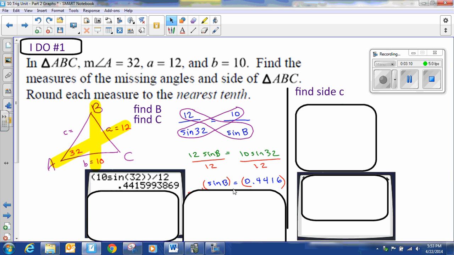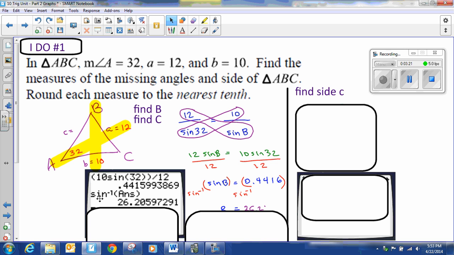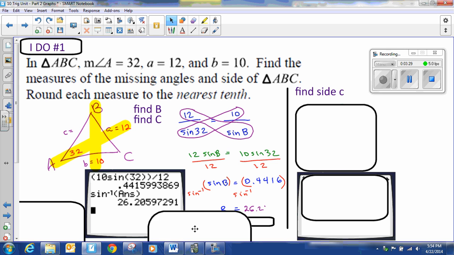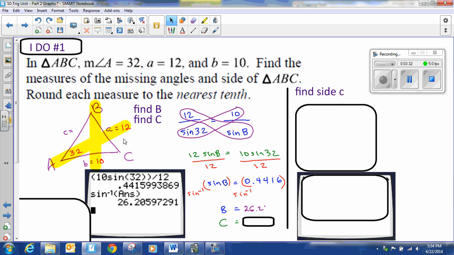Now the last step, since we want to find out what angle B is, we must do the inverse sine of both sides. Okay, and the inverse sine of both sides, I'm going to use the inverse sine function on the calculator, and I'm going to use second answer, and I end up with 26.2. So there we go. 26.2 is angle B.